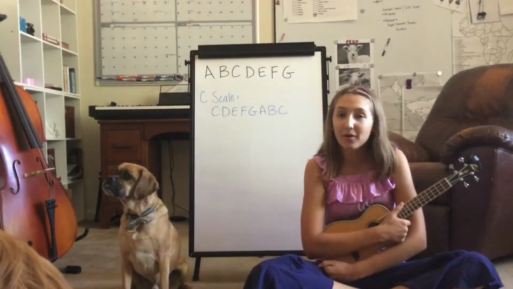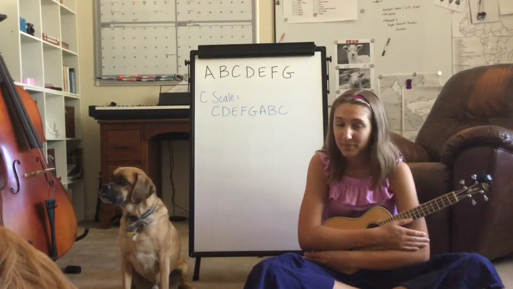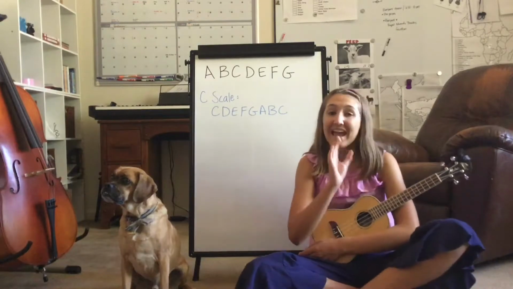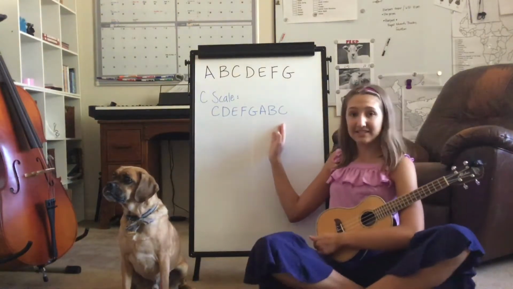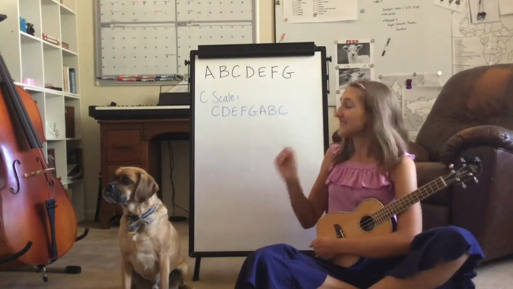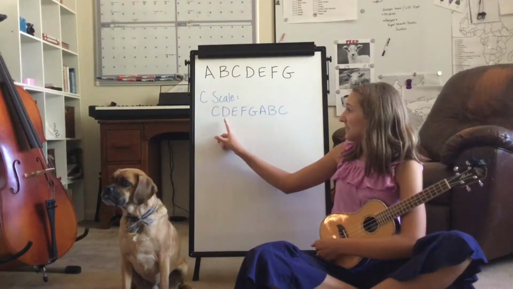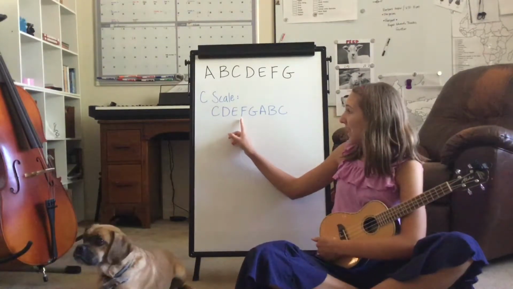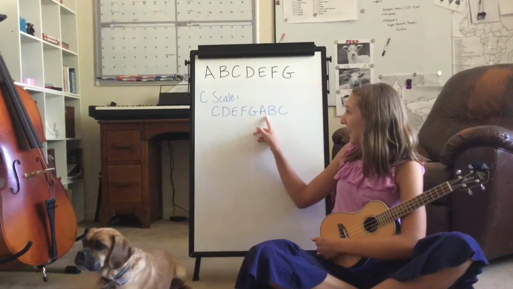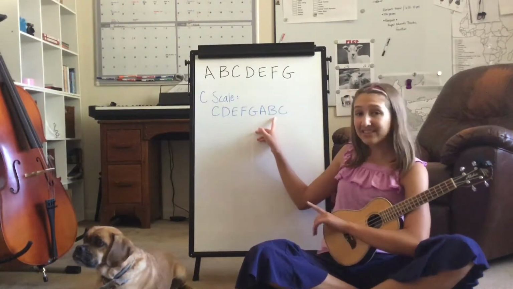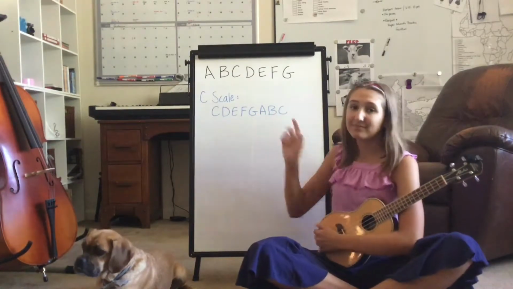Okay, so although there are only 7 letters to represent the notes, there are 8 notes in a scale. For instance, the C scale has C, D, E, F, G, A, B, and then the 8th note is the C again.